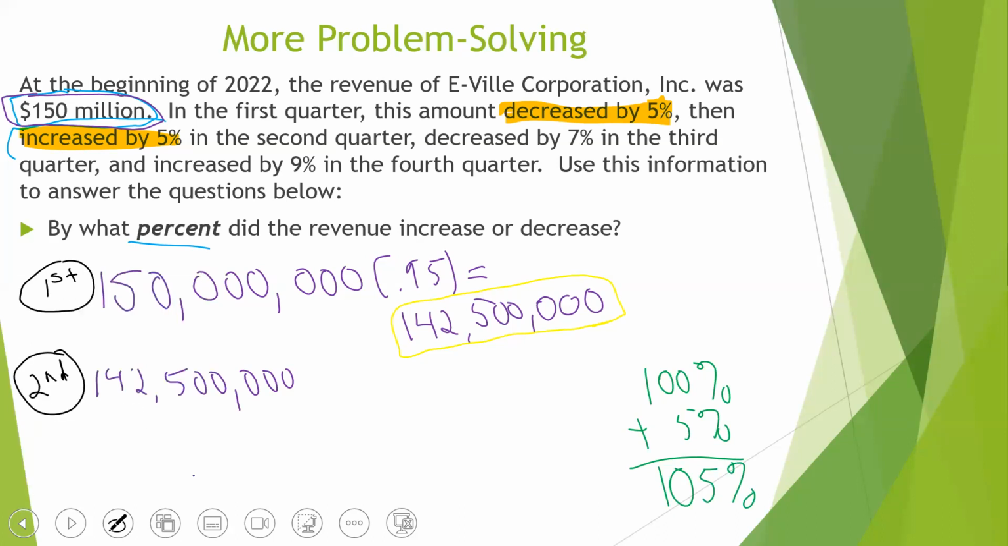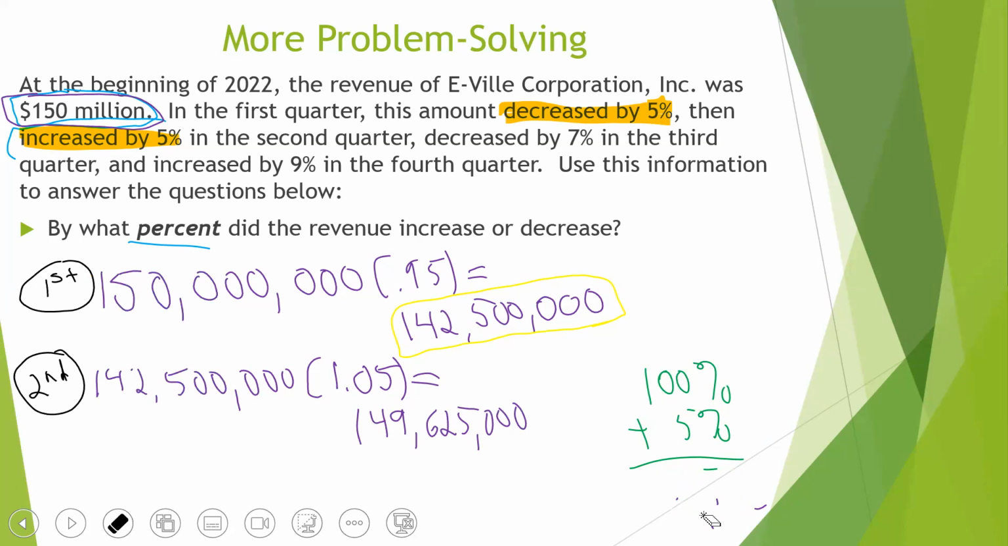And to do that, we again convert this into a decimal. So we take the decimal, move it over 2 spots. So we end up with 1.05 as our decimal. And then to find 105% of that amount, we can just take it and multiply it by 1.05. And when we do that, we get that the new revenue at the end of that second quarter is going to be 149,625,000. Okay.